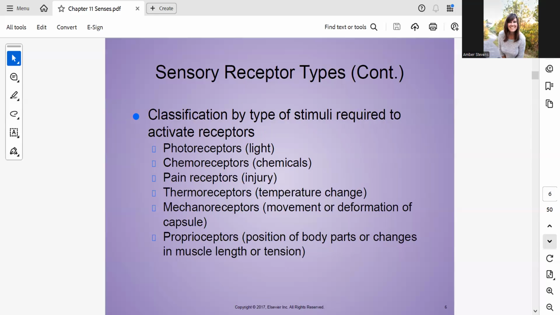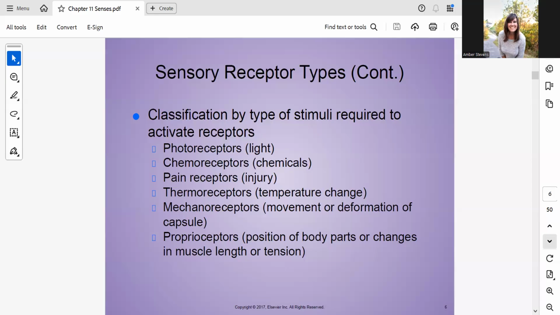You have pain receptors, which respond to the stimuli of injury. An example of this is your free nerve endings in the skin, which would respond to any tissue damage or injury, and then it will signal pain. You have thermoreceptors, which respond to the stimuli of temperature change. So you have receptors in your skin, called Ruffini endings and Krause end bulbs, that detect heat or cold temperatures. Then you have mechanoreceptors, which respond to movement or deformation of capsules. So this would be like in the skin where they sense deep pressure or vibration.